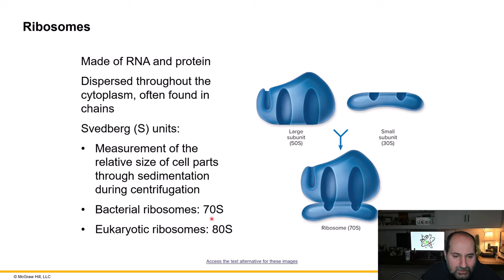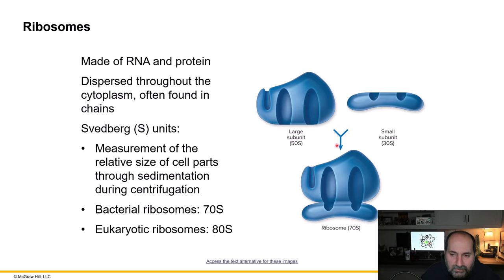Bacteria have smaller ribosomes than eukaryotes. But that doesn't mean they don't do the same function. Ribosomes function the same. Ribosomes function to synthesize proteins. That's what ribosomes do. They make proteins. Bacterial ribosomes make proteins. Eukaryotic ribosomes make proteins. However, the size and the shape vary.